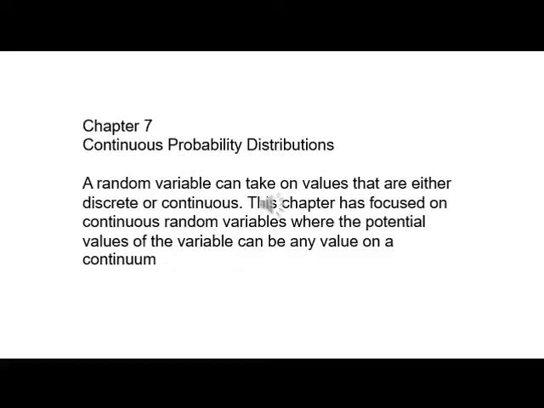Chapter 7. Continuous probability distributions. A random variable can take on values that are either discrete or continuous. This chapter has focused on continuous random variables where the potential values of the variable can be any value on a continuum.